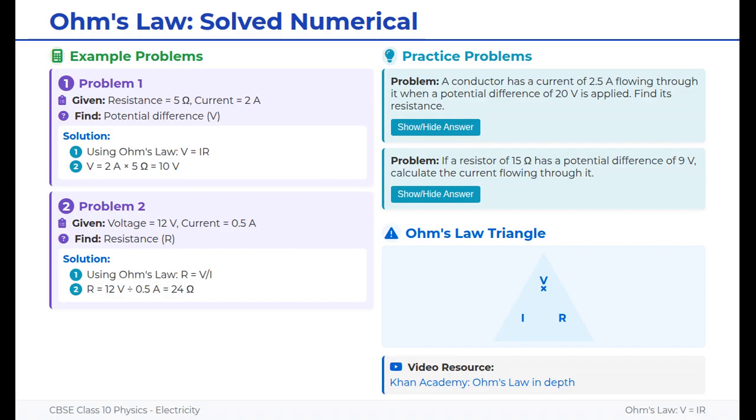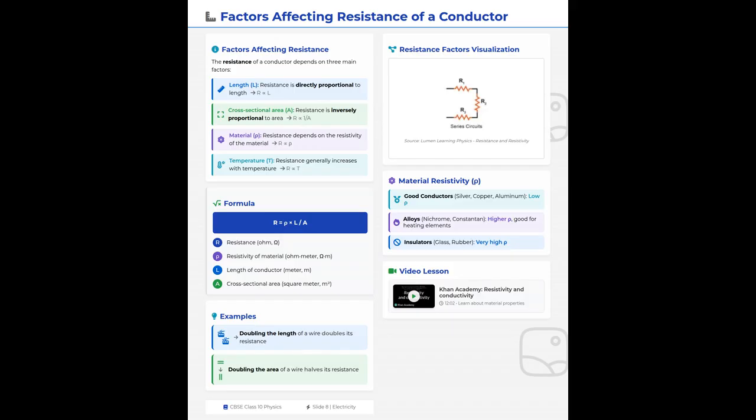Let's apply this with a practical example. A heater draws a current of 4 amperes when connected to a 220-volt source. So what's its resistance? By rearranging Ohm's law, we get R equals V divided by I. Substituting the values, that's 220 volts divided by 4 amperes, which calculates to 55 ohms. See, it is truly that straightforward.